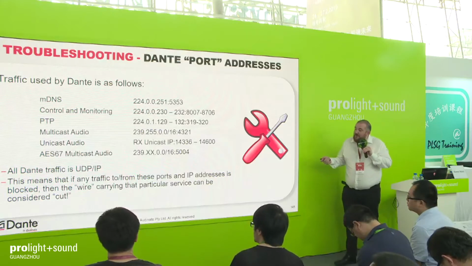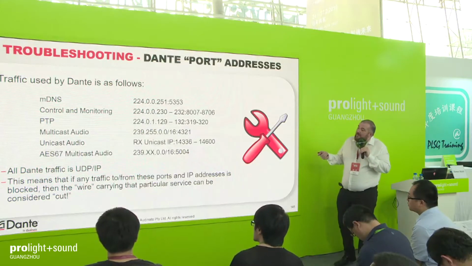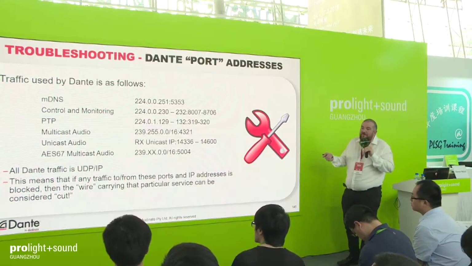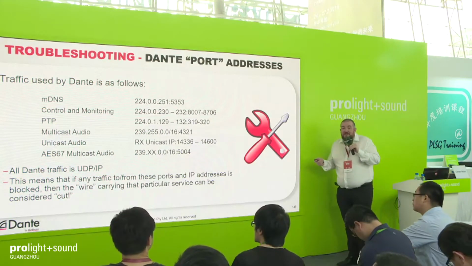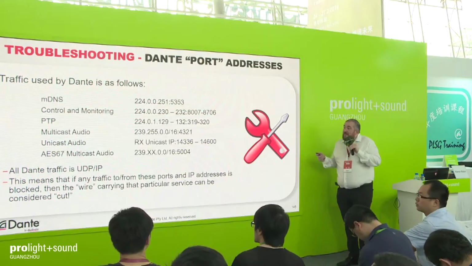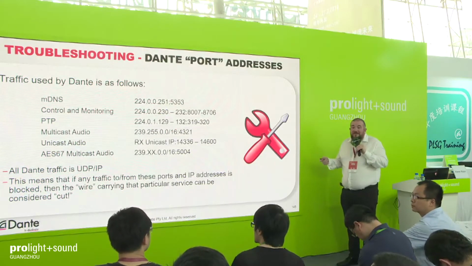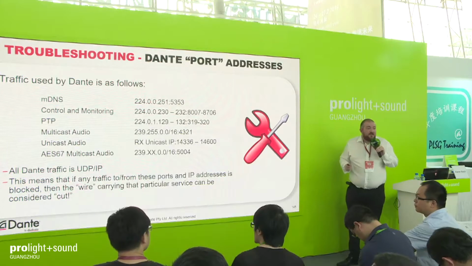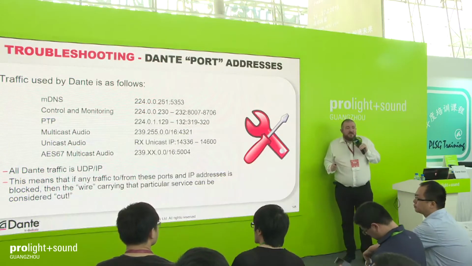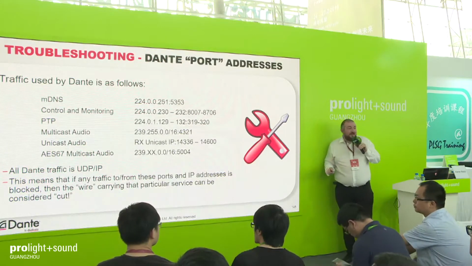AES67 multicast audio can be changed. So by default, we would use this IP address range, 239.255.0.0/16. Basically because this particular IP address range is special. It's called the local administratively scoped multicast IP address range.